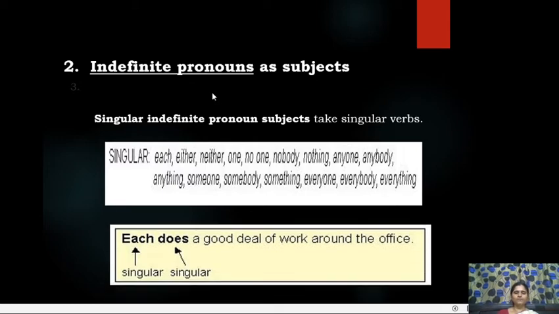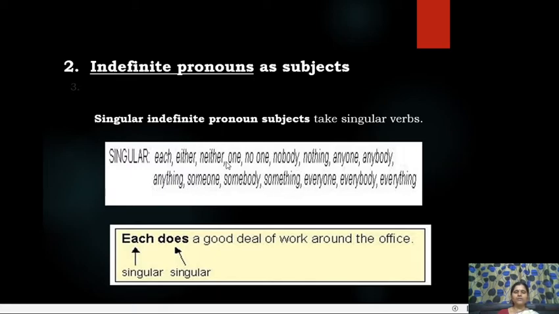For example, each does a good deal of work around the office. Each is a singular indefinite pronoun. So when you are using singular indefinite pronouns as given here, each, either, neither, one, nobody, nothing, anyone, anybody, anything, someone, somebody, something, everyone, everybody, everything. These are some of the examples of singular indefinite pronouns.